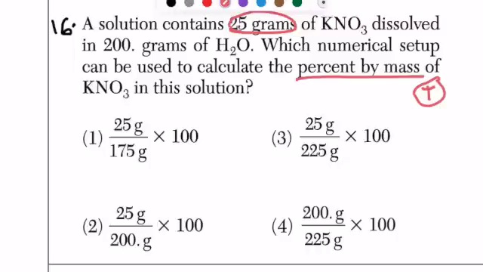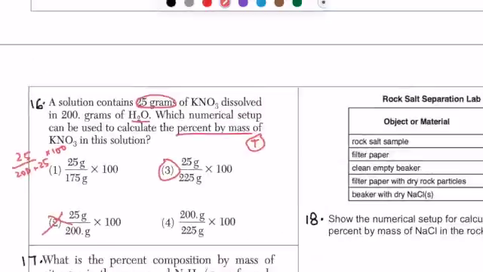Now the trick here is that when you write the mass of the whole at the bottom, 200 grams is only your water. That's not the whole thing. So your overall solution is going to be the mass of that water and the mass of the solute that you are putting in. And then you multiply by 100. So the correct answer in this case is going to be this one, not this one.